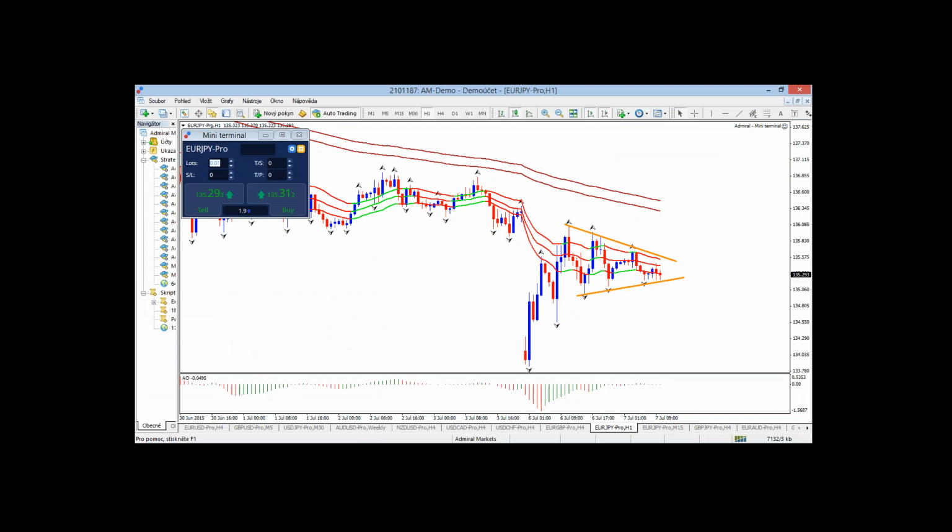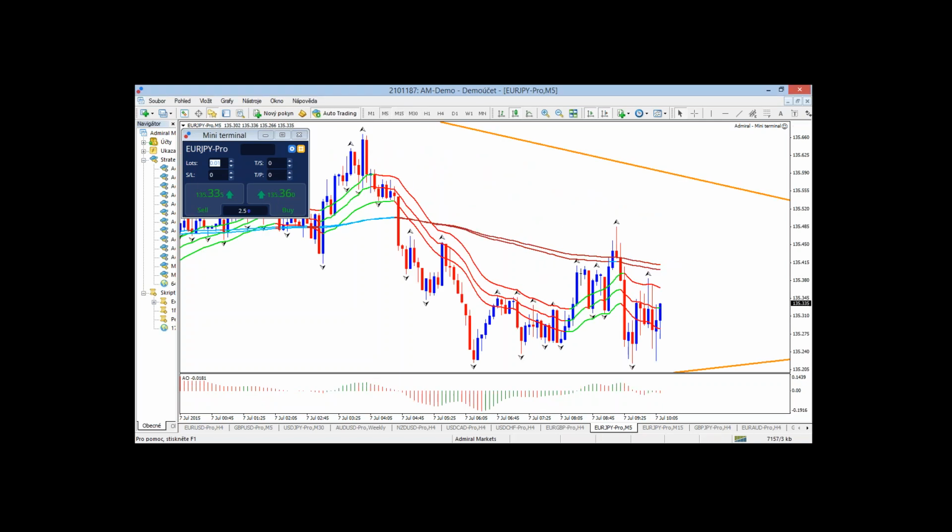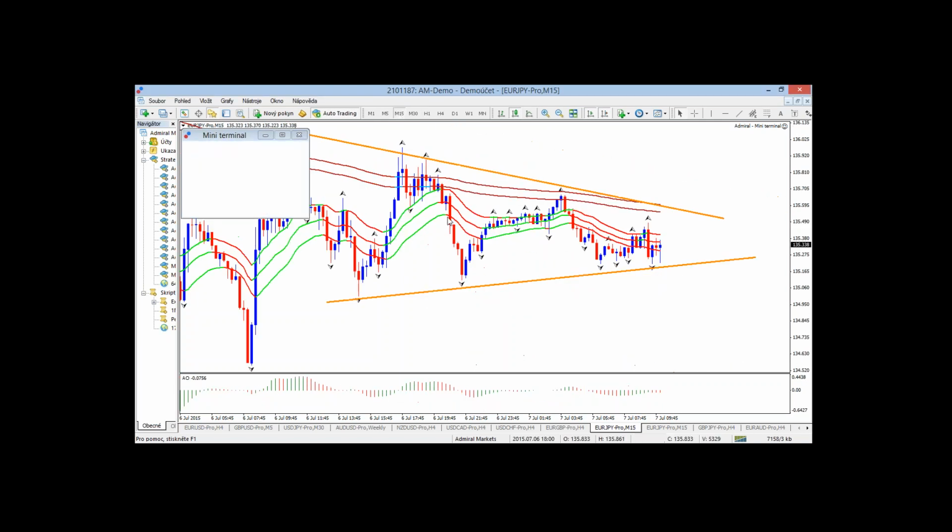So this breakout, I am interested in. So let's do a bit more homework now. Doesn't seem like it's ready for the breakout on the lower time frame though.